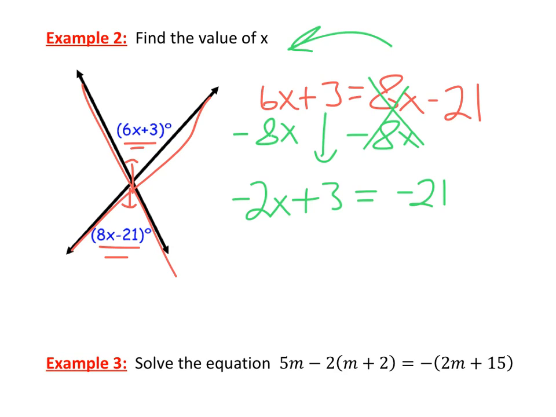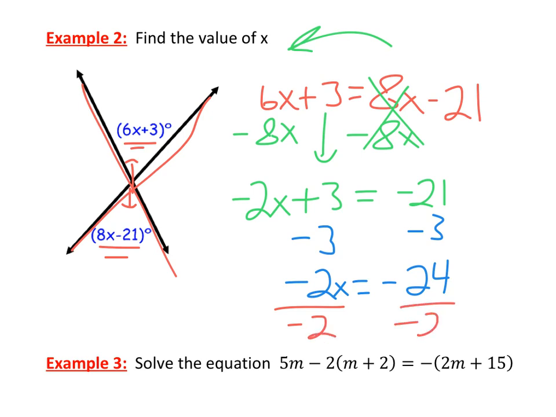Now that my variables are all on the same side, I can just simply go through a reverse order of operations. So get rid of addition and subtraction. So I'll subtract 3. So negative 2x is equal to negative 24. Then lastly, divide by negative 2. So I get x is equal to positive 12.